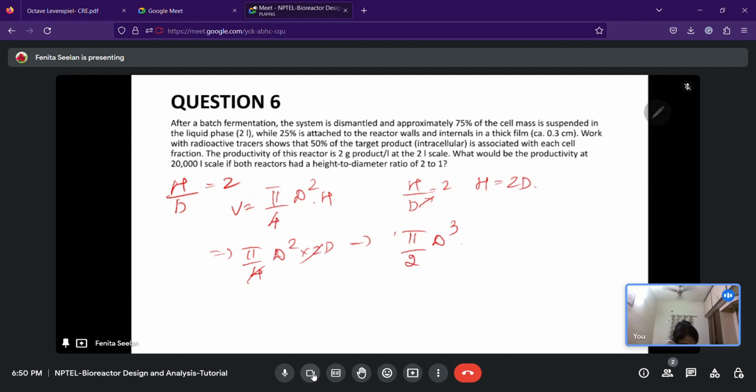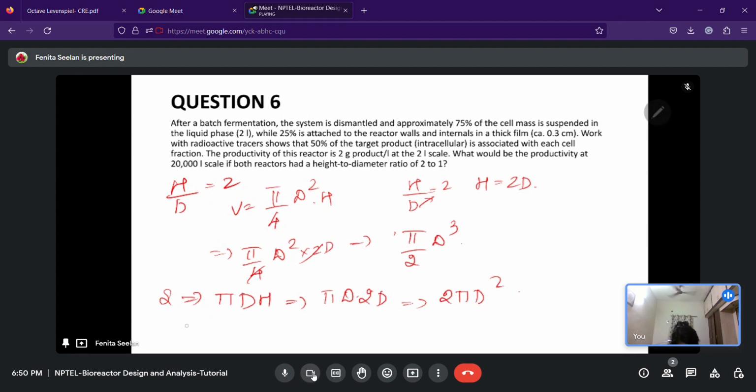So what would be the diameter of the system? How do we calculate this? We'll call the system S only. This is what can be pi d into h. We know pi d into 2d, that is 2 pi d squared.